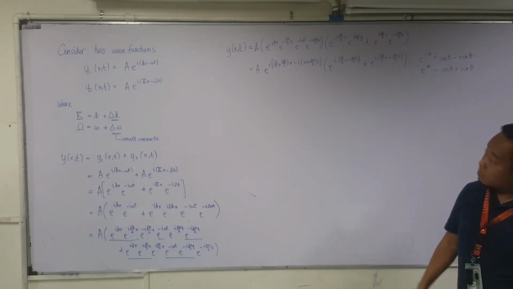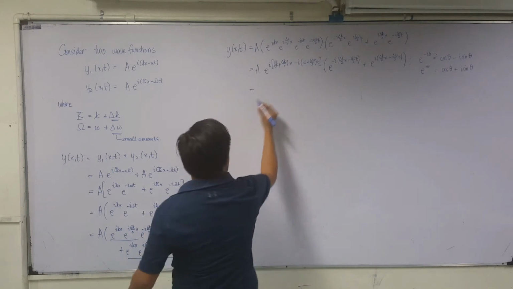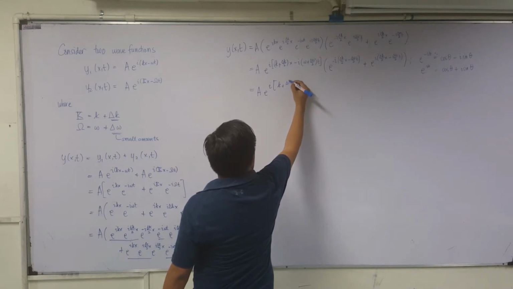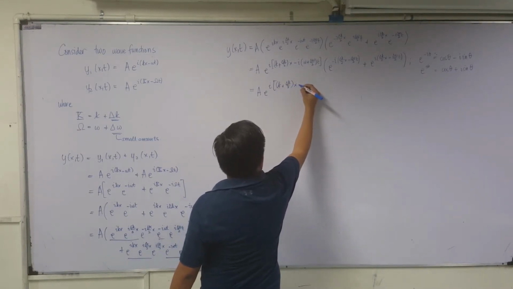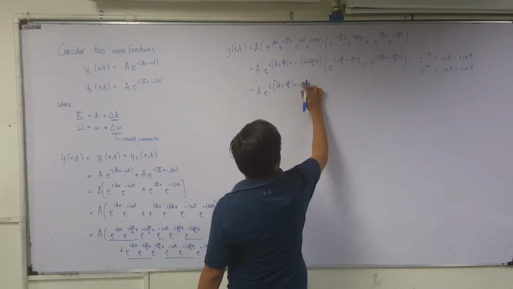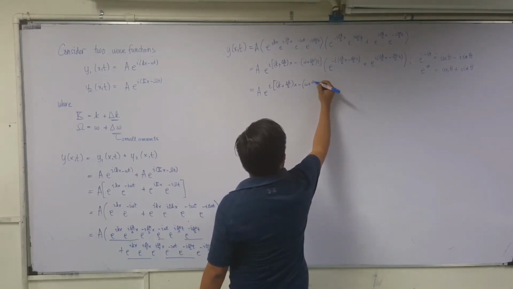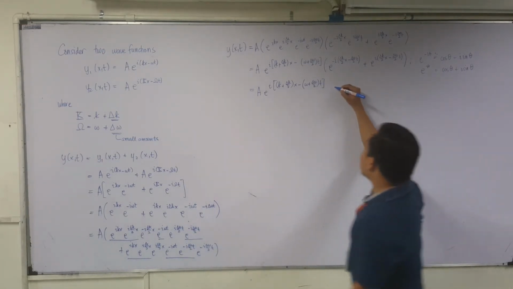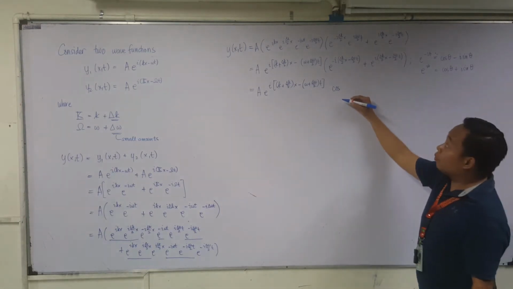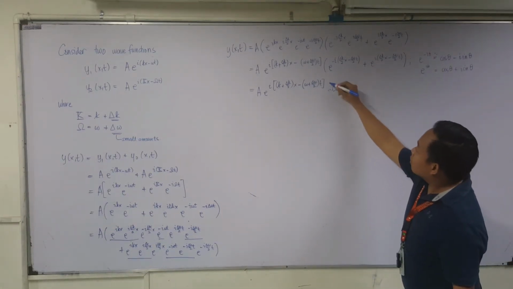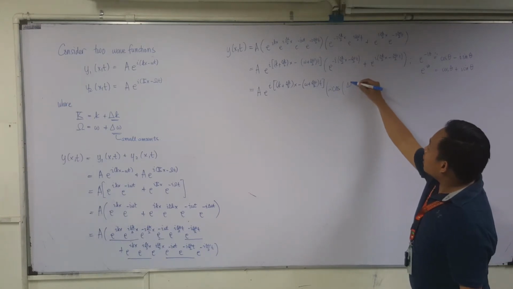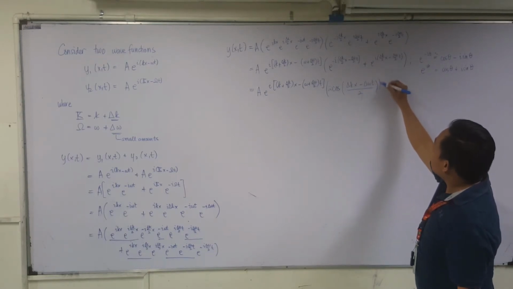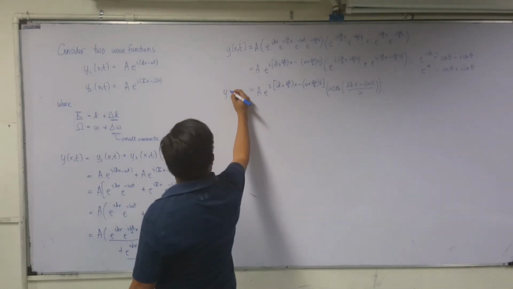So this can now be rewritten as A e to the i((k plus delta k over 2)x minus (omega plus delta omega over 2)t) times 2 cosine of (delta k x minus delta omega t) all over 2.